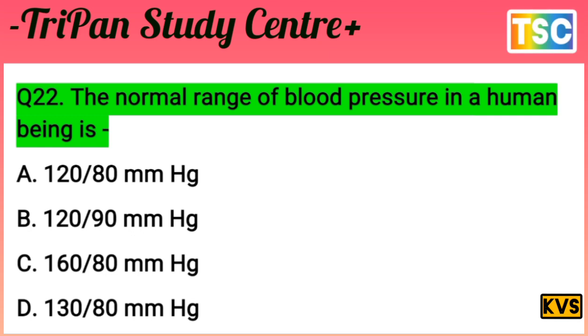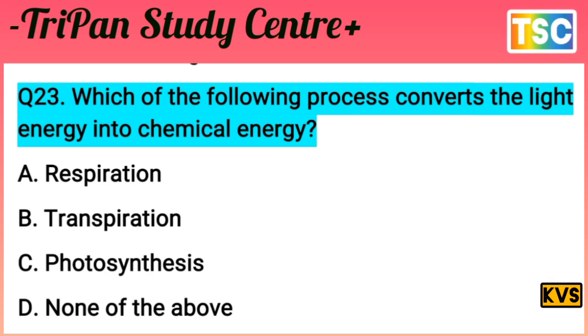That's an important question. Let's see the next question. Next question on your screen. Which of the following processes converts light energy into chemical energy? A. Respiration. B. Transpiration. C. Photosynthesis. And D. None of the above.